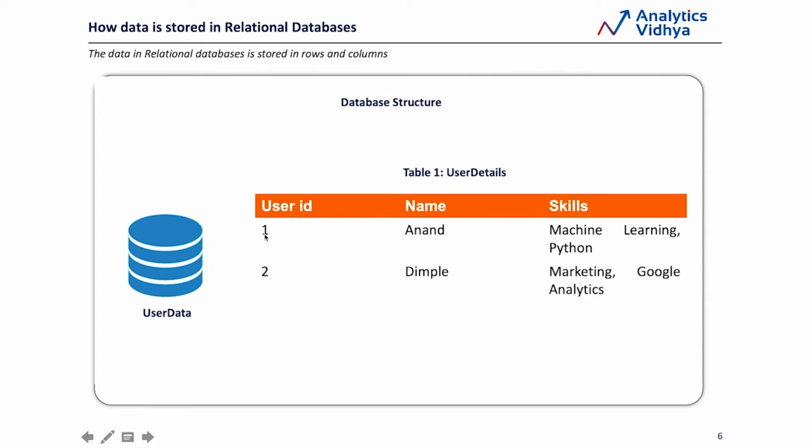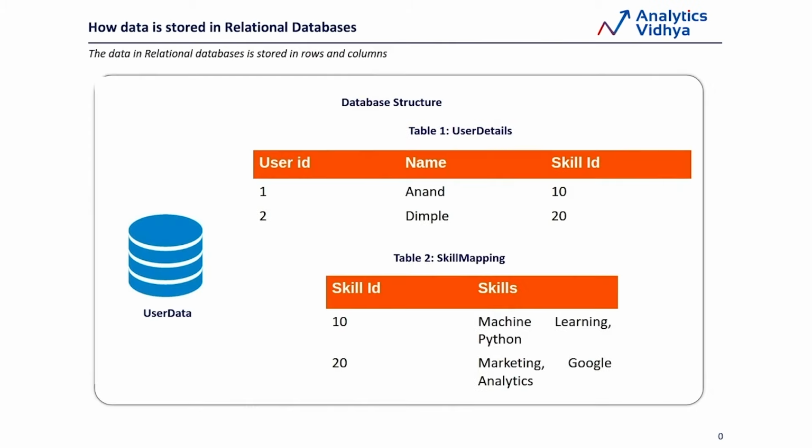So you have the first row, which is user ID 1, name is Anand, and skills are machine learning and Python. Then it is the user ID 2, name is Dimple, and skills marketing and Google Analytics. Note that this looks very similar to Excel, and you can have multiple such tables in the database. Now these tables can be linked to each other via relationships, which we will see in the later part of this course.